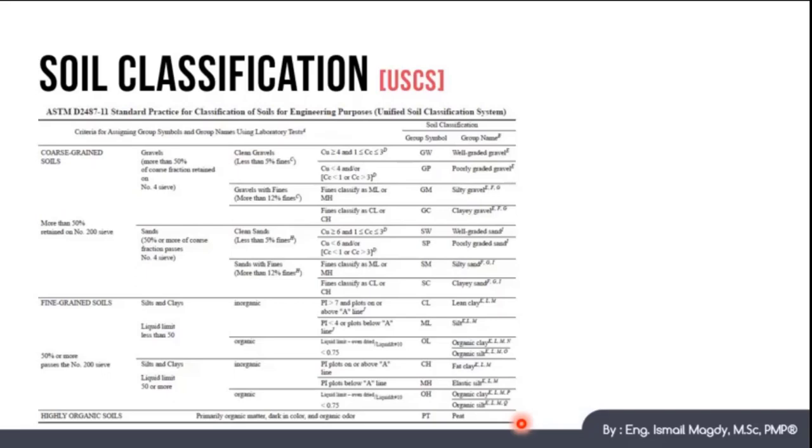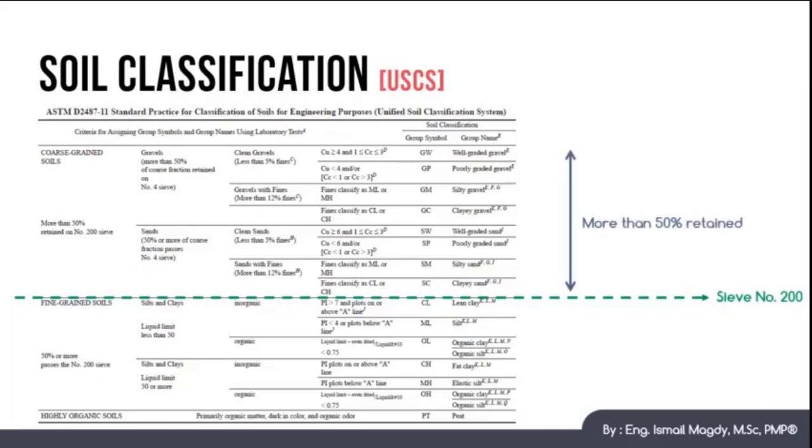In the USCS method, soils are classified into two main categories, which are coarse-grained soil and fine-grained soil. The separator between these two categories is the percentage of soil passing sieve number 200. If more than 50% of the soil is retained at sieve number 200, this means that the soil is coarse-grained soil, and if more than 50% of the soil passes sieve number 200, this means that the soil is fine-grained soil.